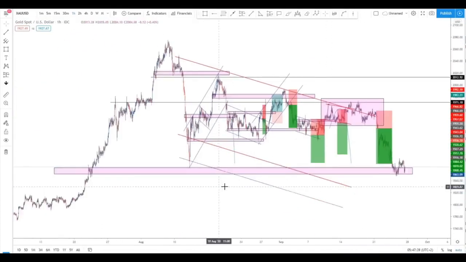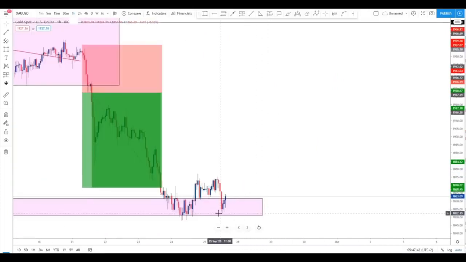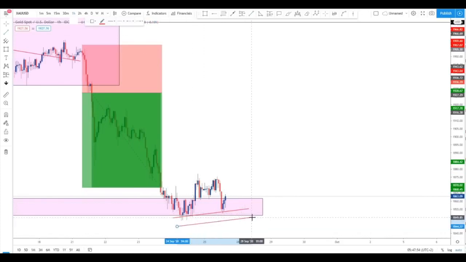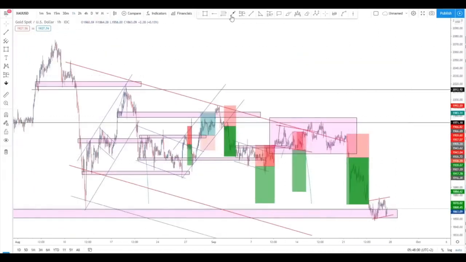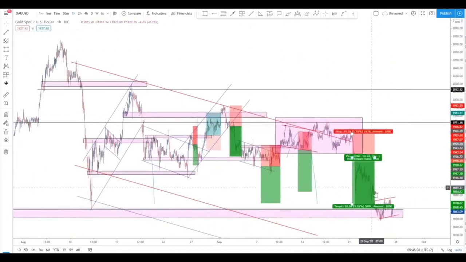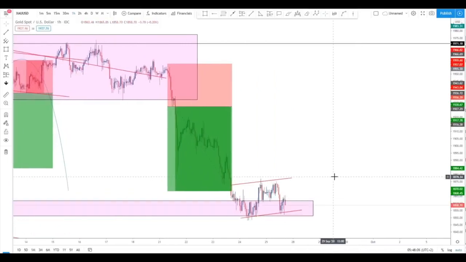Possible double bottom. Possible double bottom here, guys. I'm seeing possible double bottom here. A break above for me will indicate a buy. A break below will indicate a sell. A break below might indicate a sell. A break above might indicate a buy. Let's see how the market plays out.